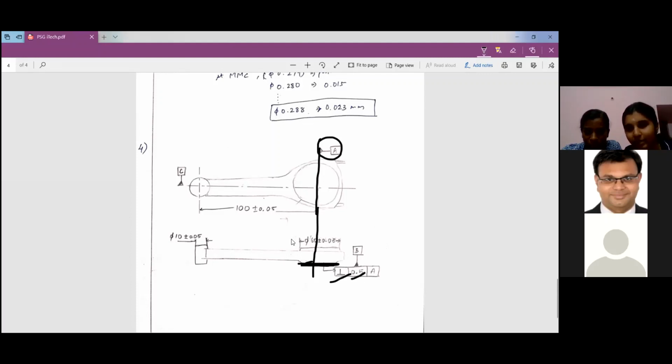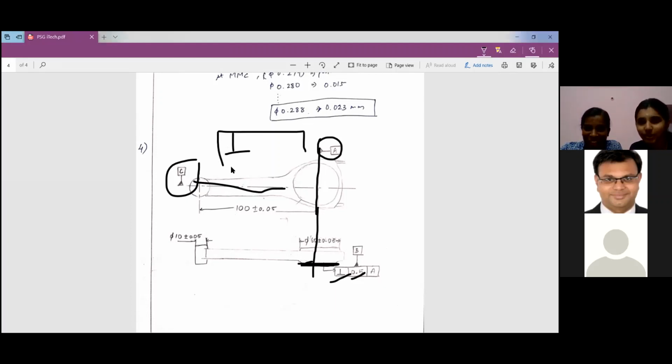Okay. And we have chosen this entire axis as datum C. And this datum C and datum A also should be perpendicular. Okay, good. Can you put it in values, in the GD&T format? Yes, sir. We need to mark, sir.